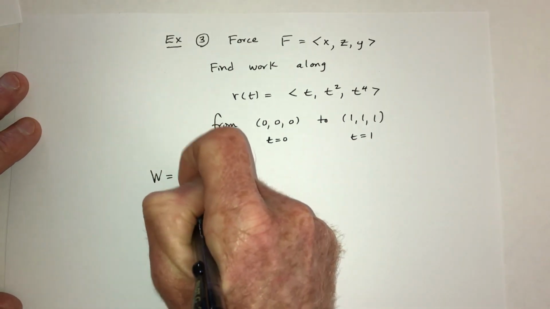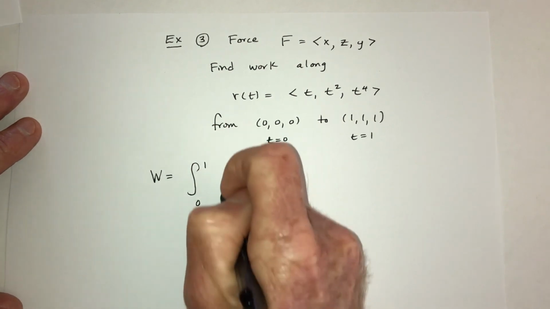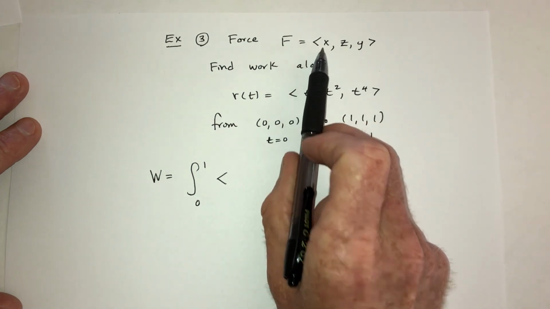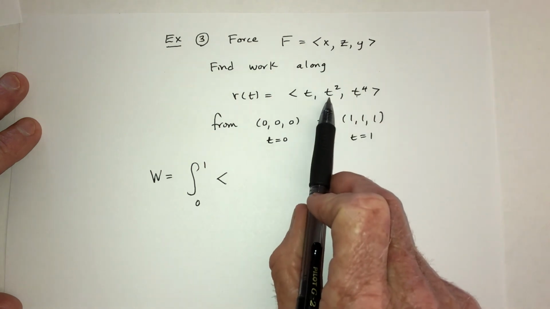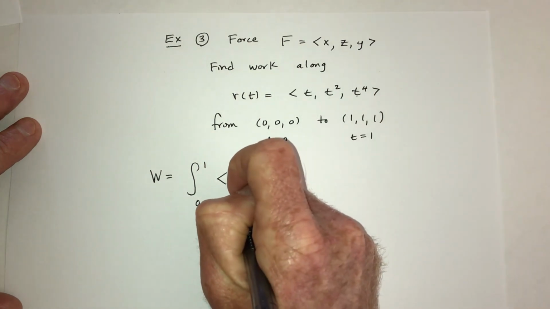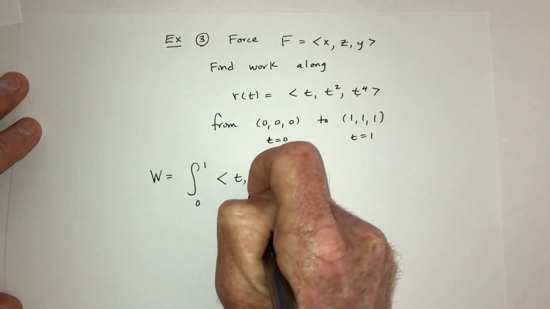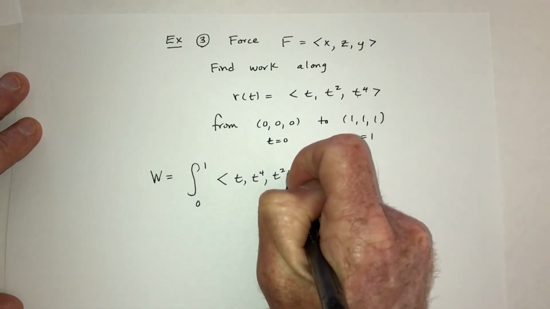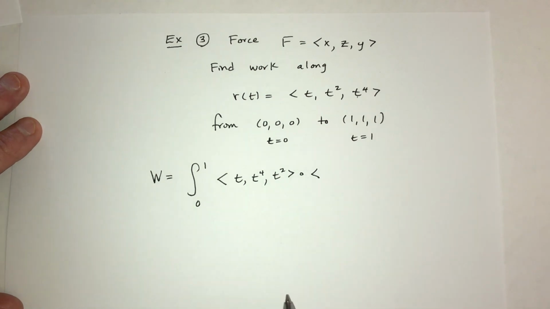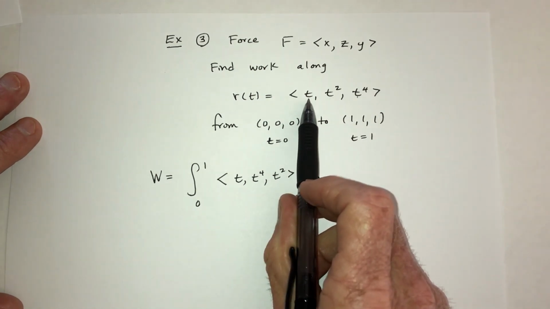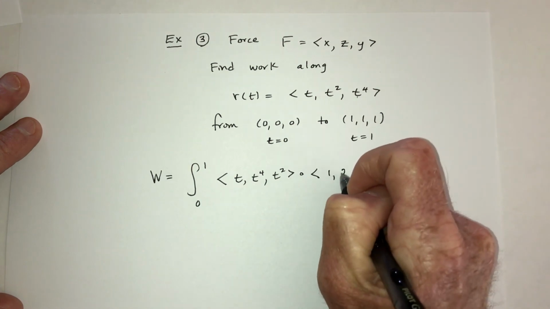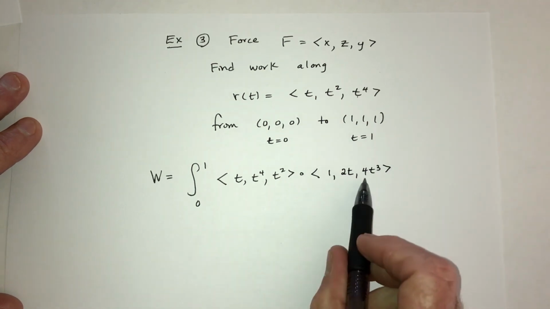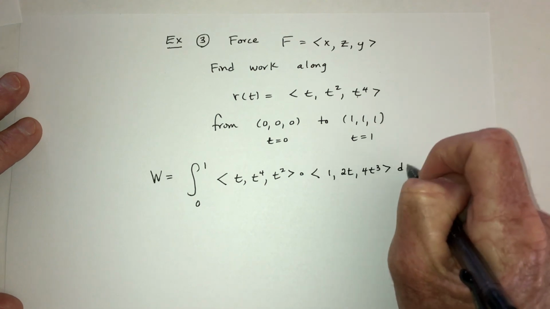So work will equal the integral from 0 to 1. Take this function, but then you can substitute that this is x, this is z, and this is y. So x gets replaced with t, z gets replaced with t to the 4th, and y gets replaced with t squared. And then dot product that with the derivative. The derivative is going to be 1, 2t, and 4t cubed. And remember, the derivative is also the velocity vector.